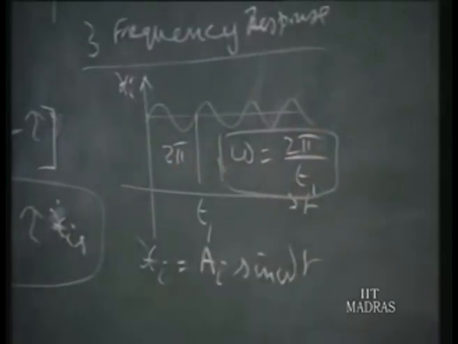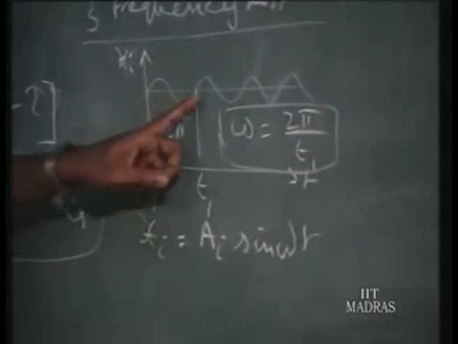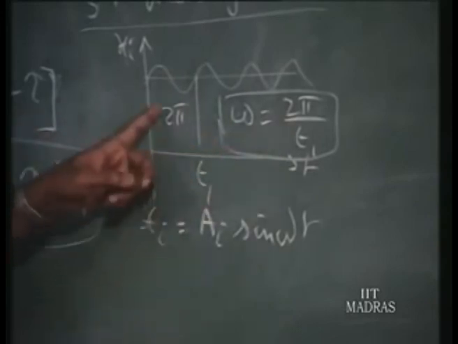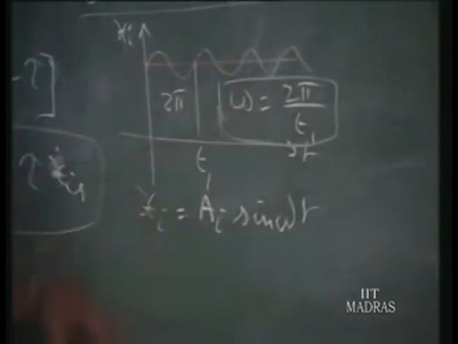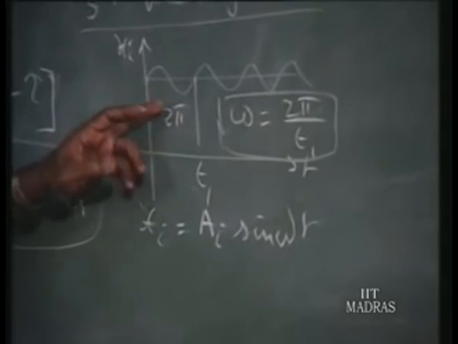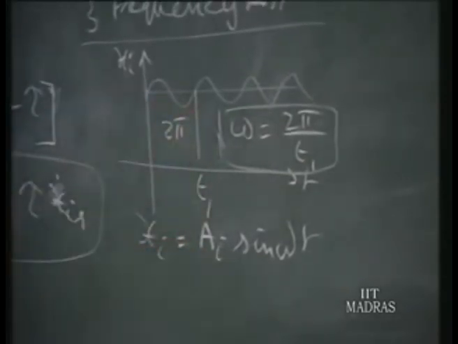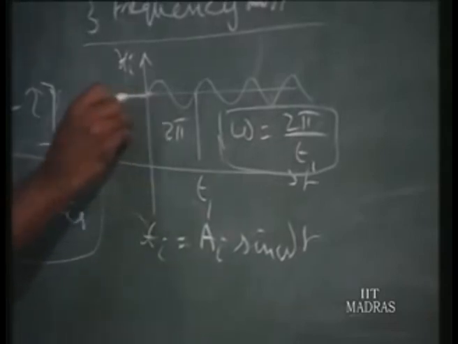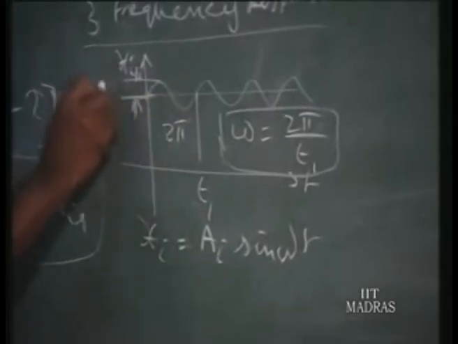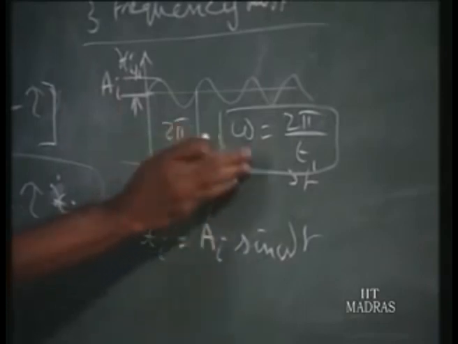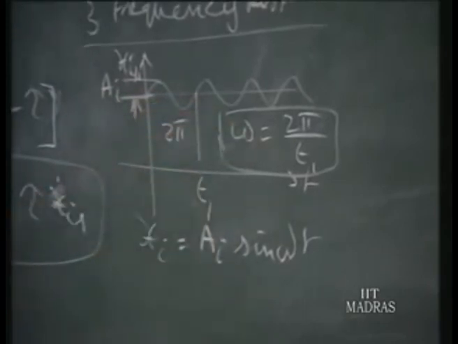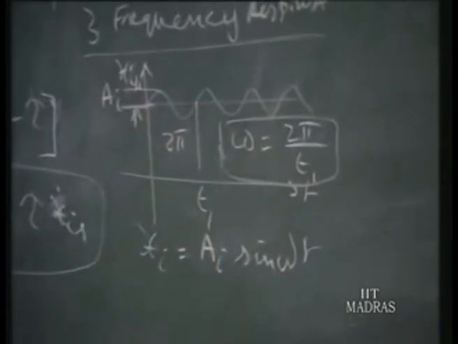So for one full cycle, 2 pi is the one full cycle, and 2 pi by t1 will be the omega value. Any such variations, if you can find out and plot in a recorder, later on you can write the variation in terms of this input signal, Ai being the amplitude of these variations. So omega is 2 pi by t1, and Ai is the amplitude of the variation.